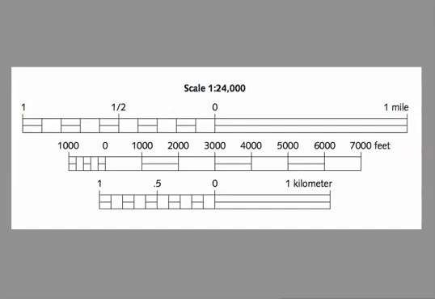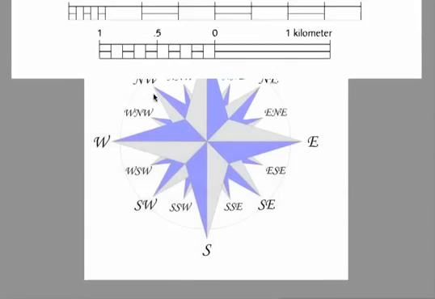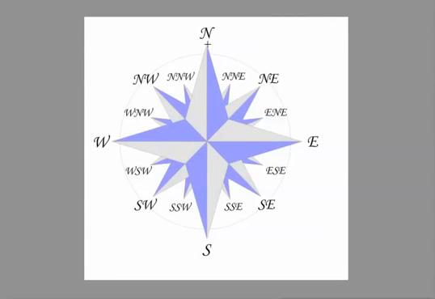Let's do one more thing and then practice maps. This is a compass rose. By convention, north on a map is always up, east to the right, south to the bottom, and west to the left. In between north and east is northeast. Between east and south, southeast, southwest, and northwest. And then to be even more specific, between northeast and northwest is north-northeast. Between northeast and east is east-northeast. And you get the idea.